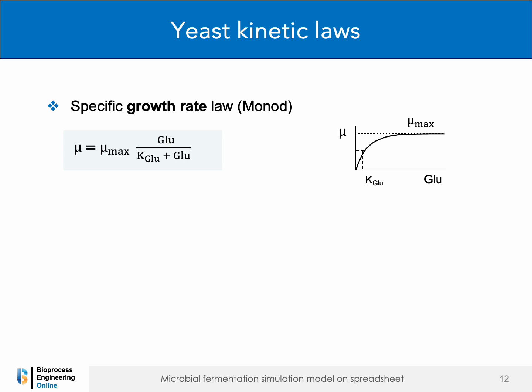The growing yeast cells are characterized by the following kinetic laws. The specific growth rate follows a Monod type of relation as a function of the glucose concentration. It is expressed as the product of the maximum growth rate by a glucose limiting term. Mu equals mu max glu divided by K glu plus glu.